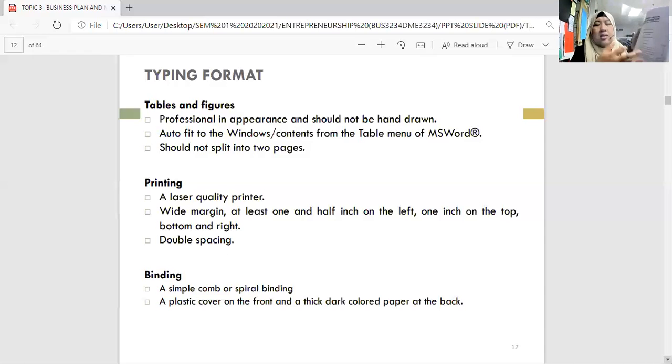Right. Okay, this is the plastic cover at the front. Okay, and at the back is the thick dark color paper. So these are categories as part of the format. If let's say the submission for this semester is an e-business proposal, you should come out with a black color at the back. You cannot submit the thick color, but at least you follow the format that has the black color at the back.